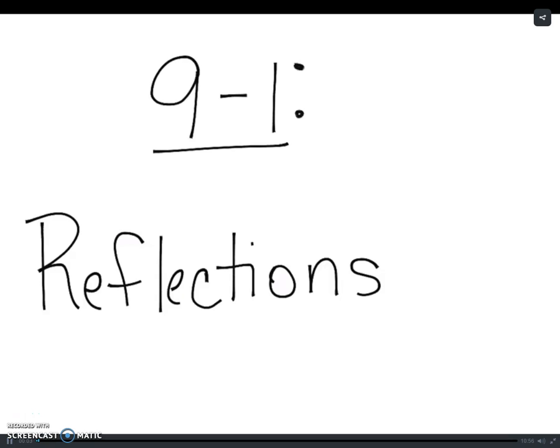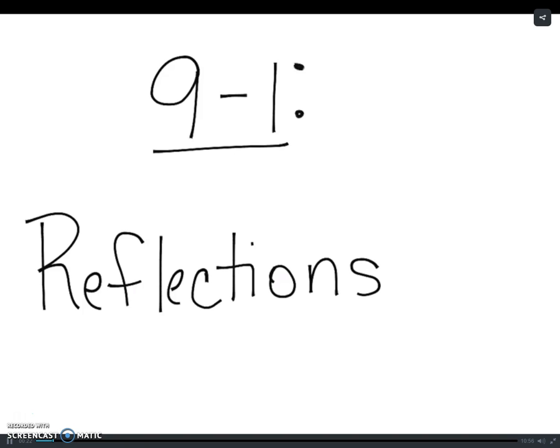Going to be talking about reflections. We've already dealt with reflections a little bit. We learned to identify them before, especially in comparison to other transformations. And today we're going to learn about how we can actually reflect a shape. So let's talk about the three different lines of reflection.